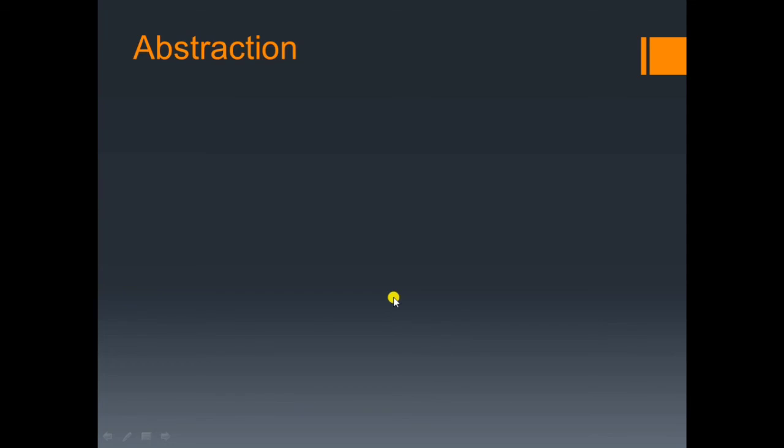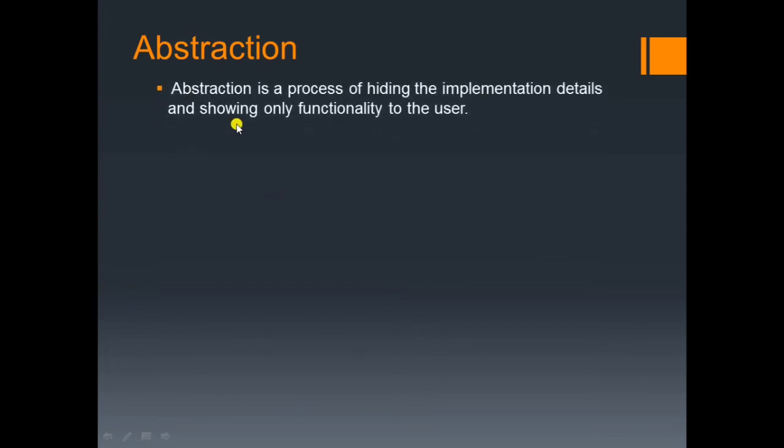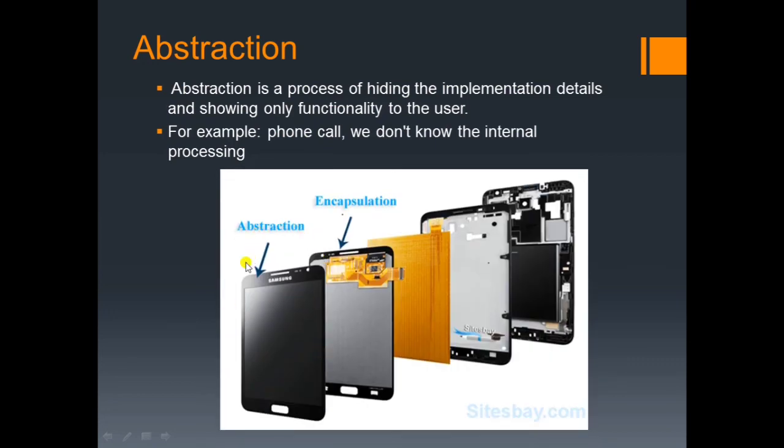And the next concept is abstraction. Abstraction is a process of hiding the implementation details and showing only the functionality to the user. We only see the front end, not the back end. For example, for a phone call, we don't know the internal processing. Like that, we can only see the front end, not the back end process. That is known as abstraction.